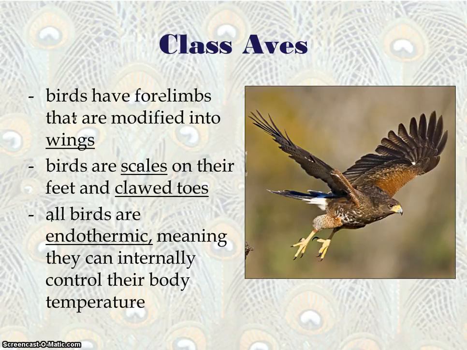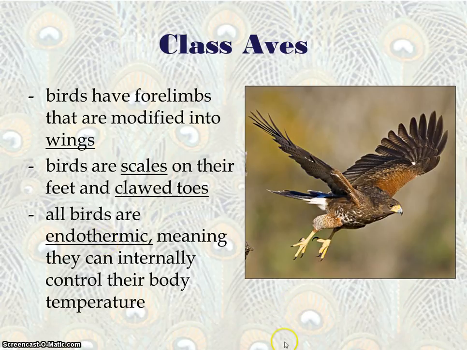Their forelimbs are wings, so they do have arms, and they do have bones for fingers, but they don't use them for hands and fingers. They have been adapted with wings. They have scales on their feet and claws, and these are for protection when capturing prey, especially the birds that capture prey for food.